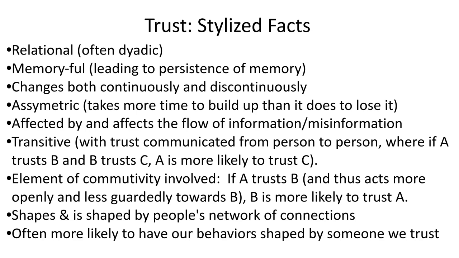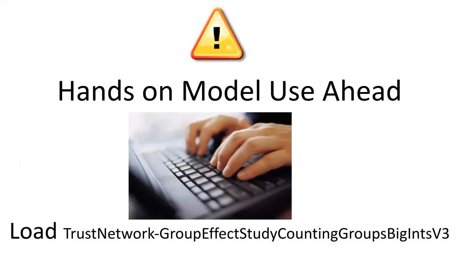And I've listed here a set of undeniable or minimally deniable central facts about trust: that it's relational, it's memoryful, it depends on memory of past interactions. The fact that I trust you reflects how you've treated me in the past. It can change suddenly, like with a loss of trust, or it can change on a continuous basis through slow interactions building up trust. It can be transitive. If A trusts B and B trusts C, it can lead to A trusting C, for example. And to a degree, if A trusts B, B is more likely to trust A because they feel a certain openness.